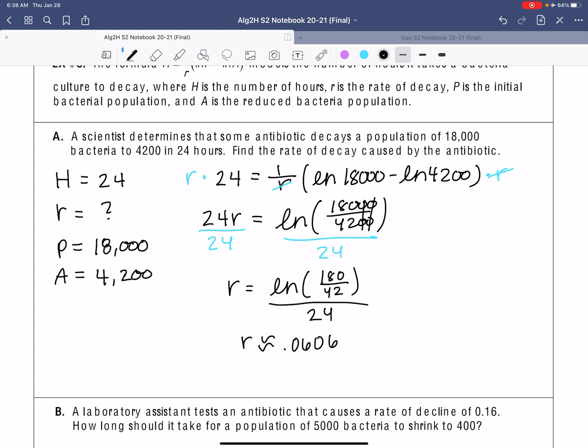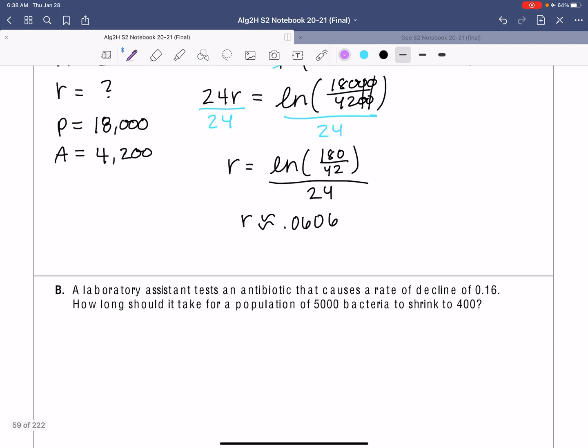So my rate is approximately 0.0606. And remember, we want to go ahead, change this back to its percentage form. So we get our rate of decay. And for percentages, we move it 2 decimal places. So the rate of decay is 6.06%.